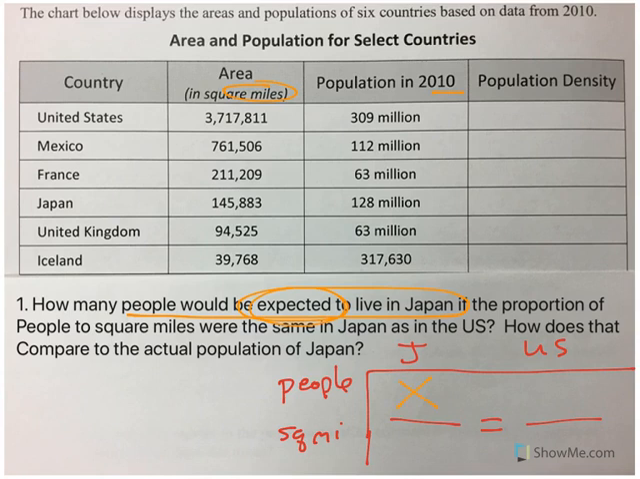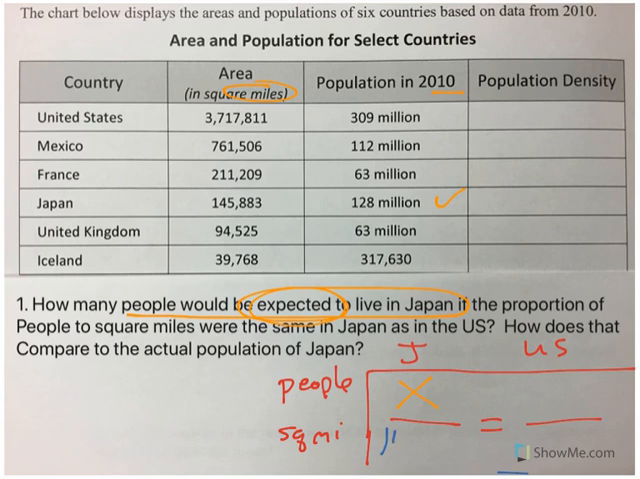I understand that we know the actual amount of people who live in Japan, but we're saying, what if Japan was just like the U.S.? If they were just like the U.S. in terms of how many people per square mile, how many people would we expect to live in that country? So the other 3 pieces here we fill in.